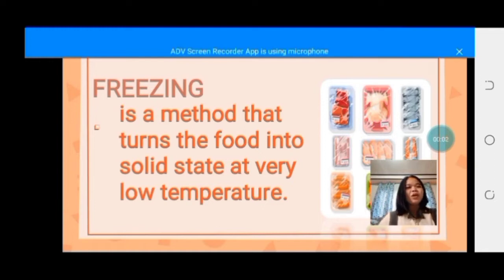Now, class, what is freezing? Who can read? Freezing is a method that turns the food into a solid state at very low temperature. Okay, very good. Thank you. Freezing, for example with a refrigerator, can preserve meat like chicken and beef, and fruits and others.